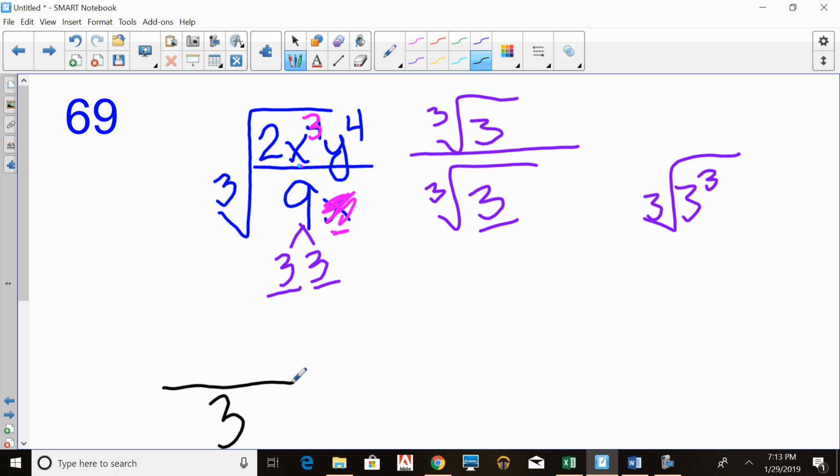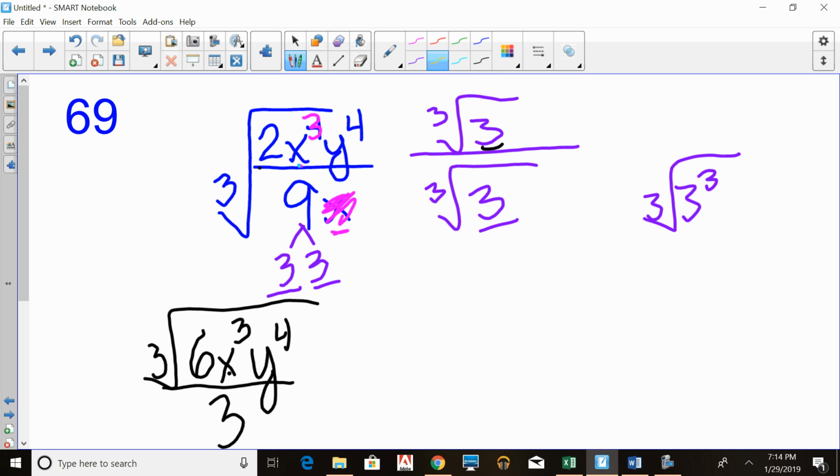The numerator then, 2 times 3 is 6, x to the third, y to the fourth, and it's still cube root. Now there's no cube root for 6. If you try to factor 6, it's just 2 times 3, and you can't break anything down. You can't divide that 3 and this 3, because this 3, if you break this to 2 and 3, that's still underneath the cube root, and this one's not, so you can't divide those out.